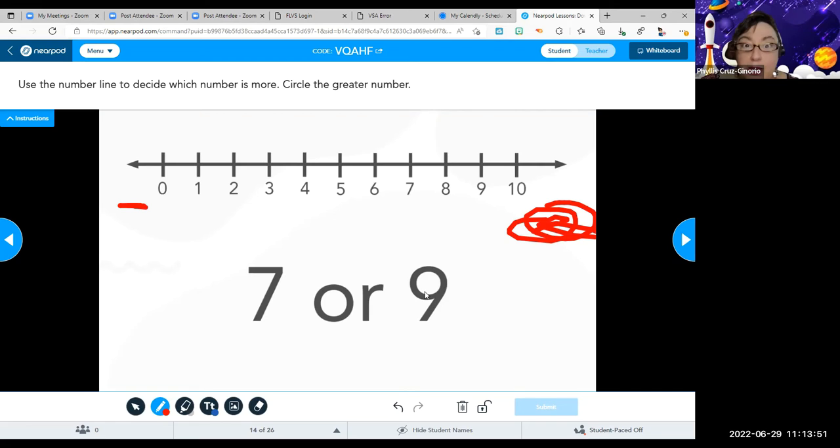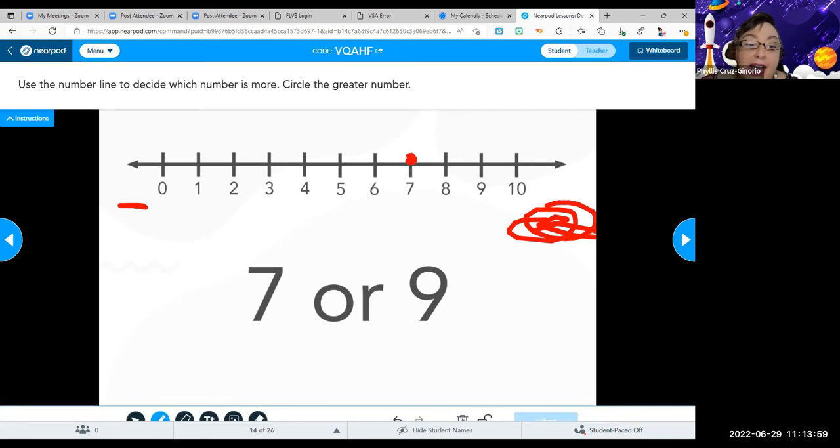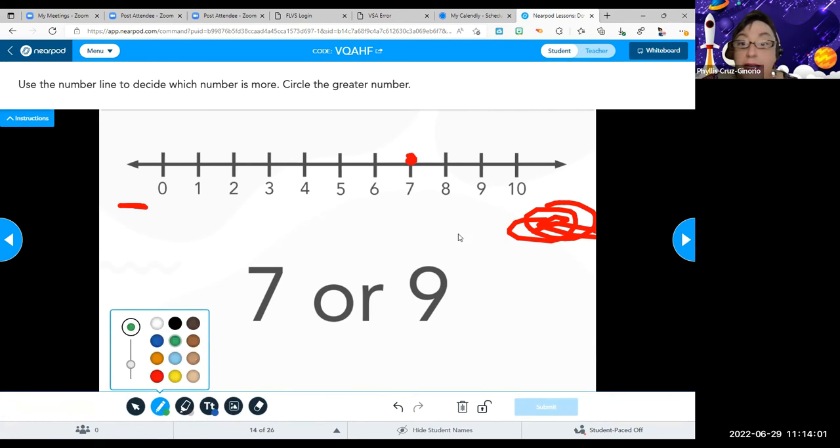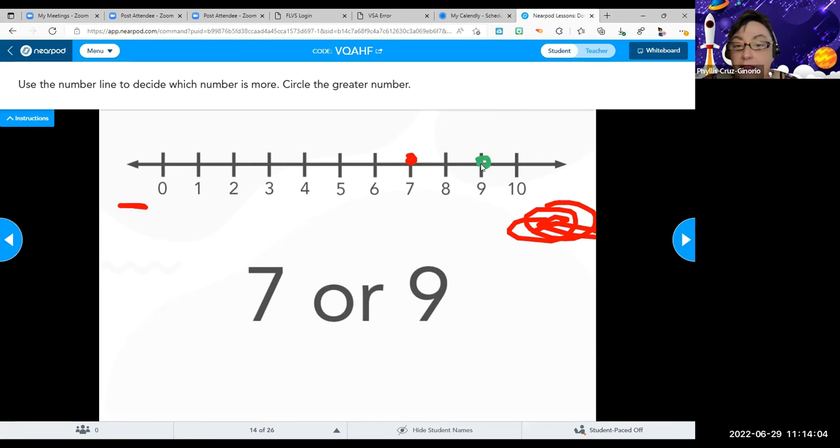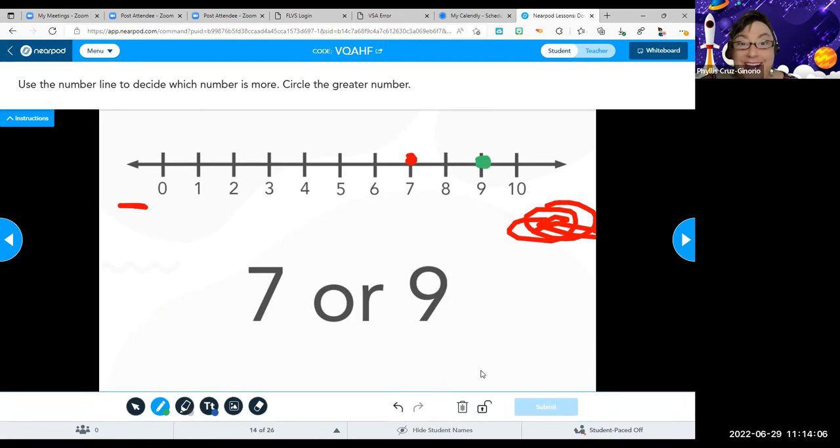So now, well, what do you mean, Mrs. Cruz? Well, find the numbers on the number line. Let's make 7 red, put a dot on 7, and let's make 9 green. I like that green. Remember what I said? The numbers that are closer to the right side, the higher numbers, are going to be greater. So can you tell from this number line which number is greater? Yeah, 9 is greater because it's higher up on the number line.